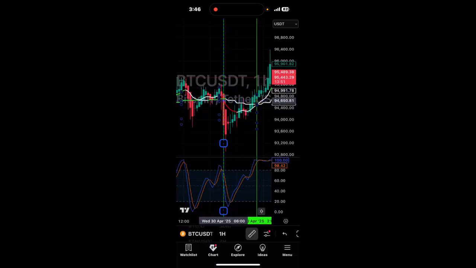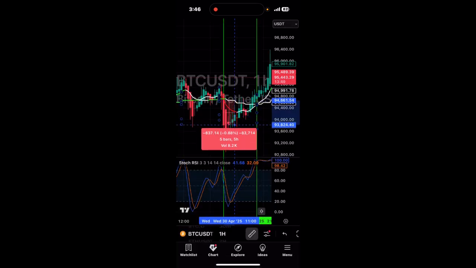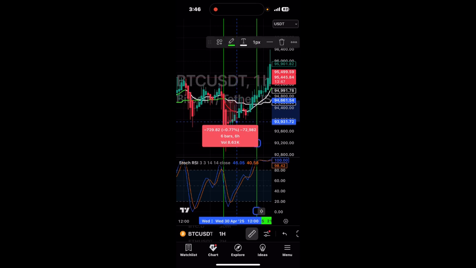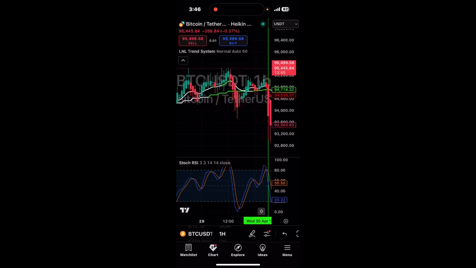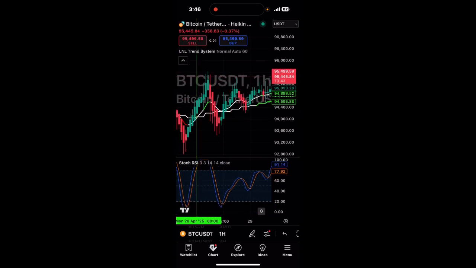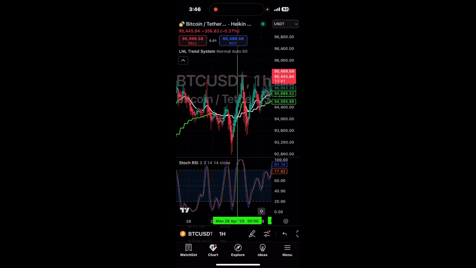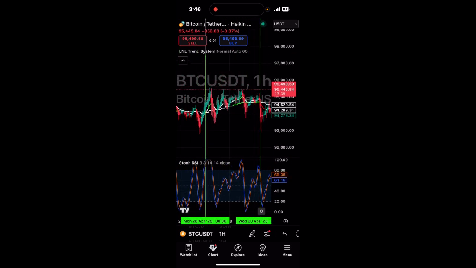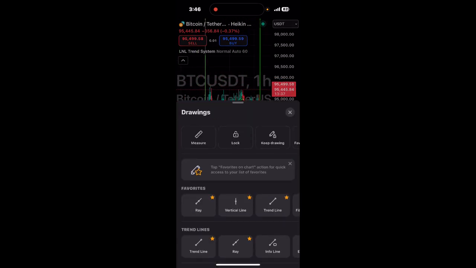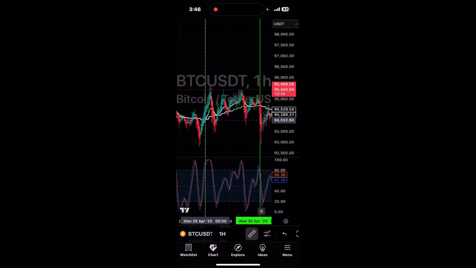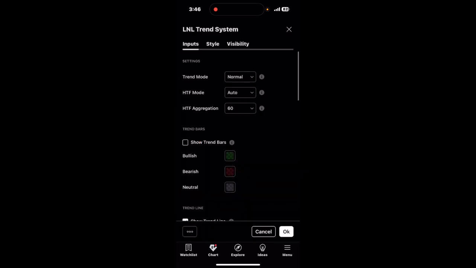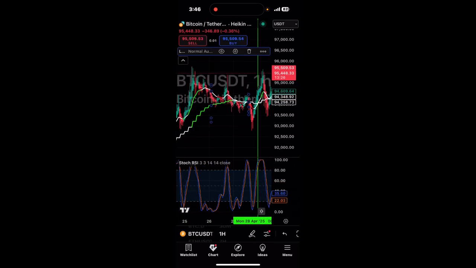If you came in at this cross, you would have been in profit. Not a lot there, but you would still be in profit. And then there was this one, which you came in at the cross right here. Ride it up to here, you would have been in profit on a buy order. So you'd have another one.